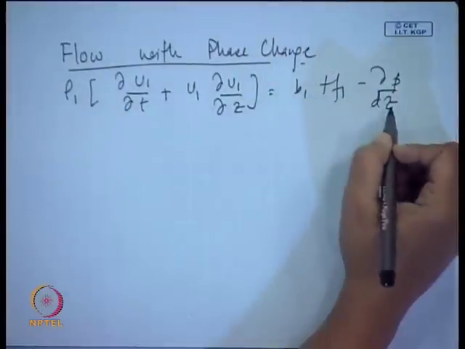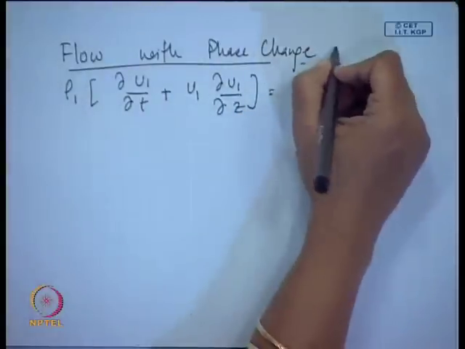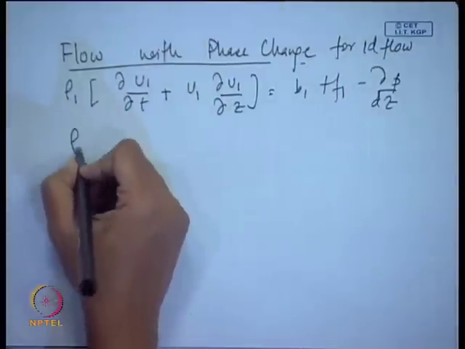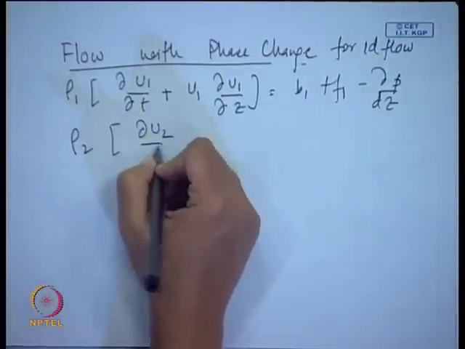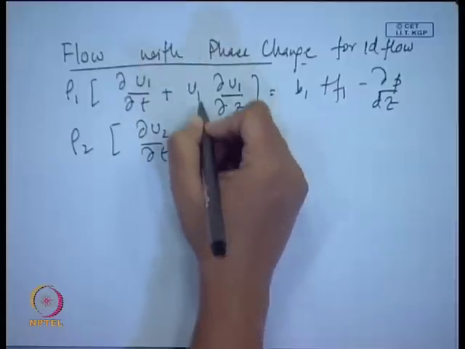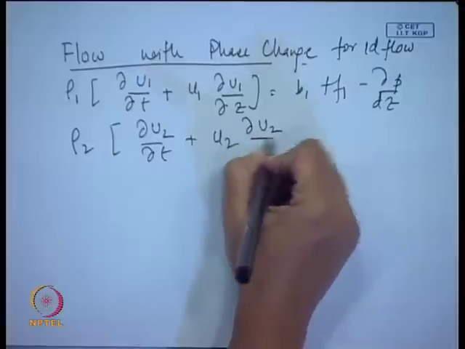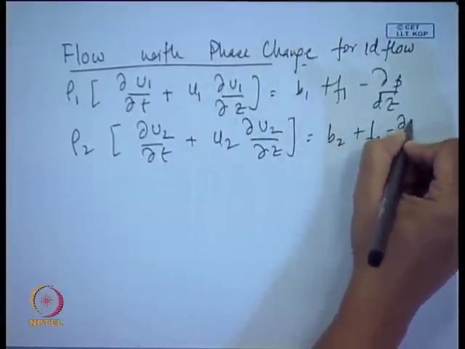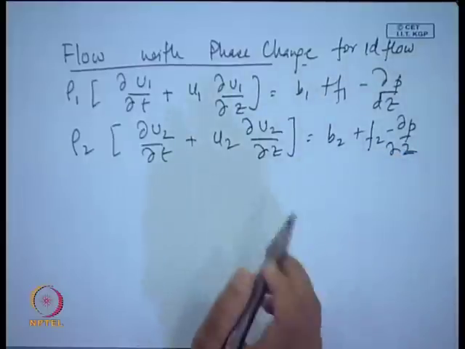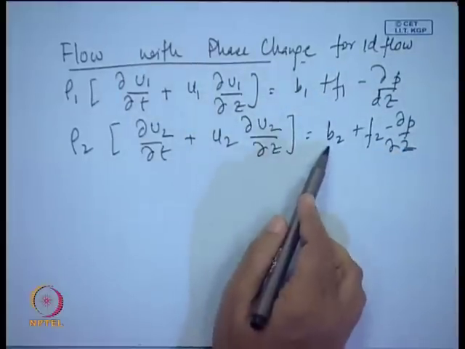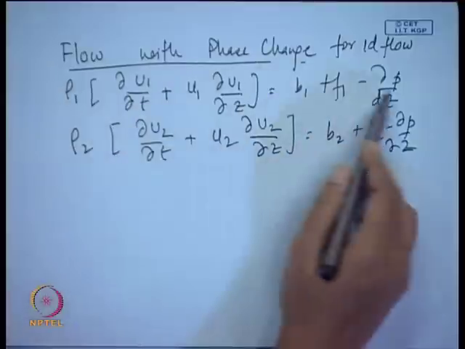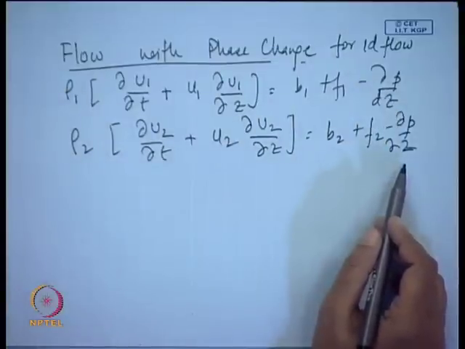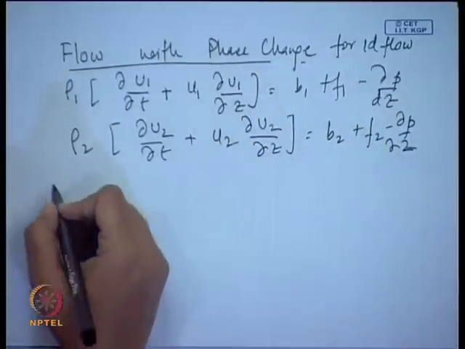So, this was the basic equation that we had written down for flow with phase change for one dimensional flows. And similarly, we had rho 2 del u2 del t plus u2 del u2 del z, equal to b2 plus f2 minus del p del z. At that time, I had told you b1, b2 are the body forces. This was written per unit volume of phase 1, this was written per unit volume of phase 2, isn't it? And from there what do we get?